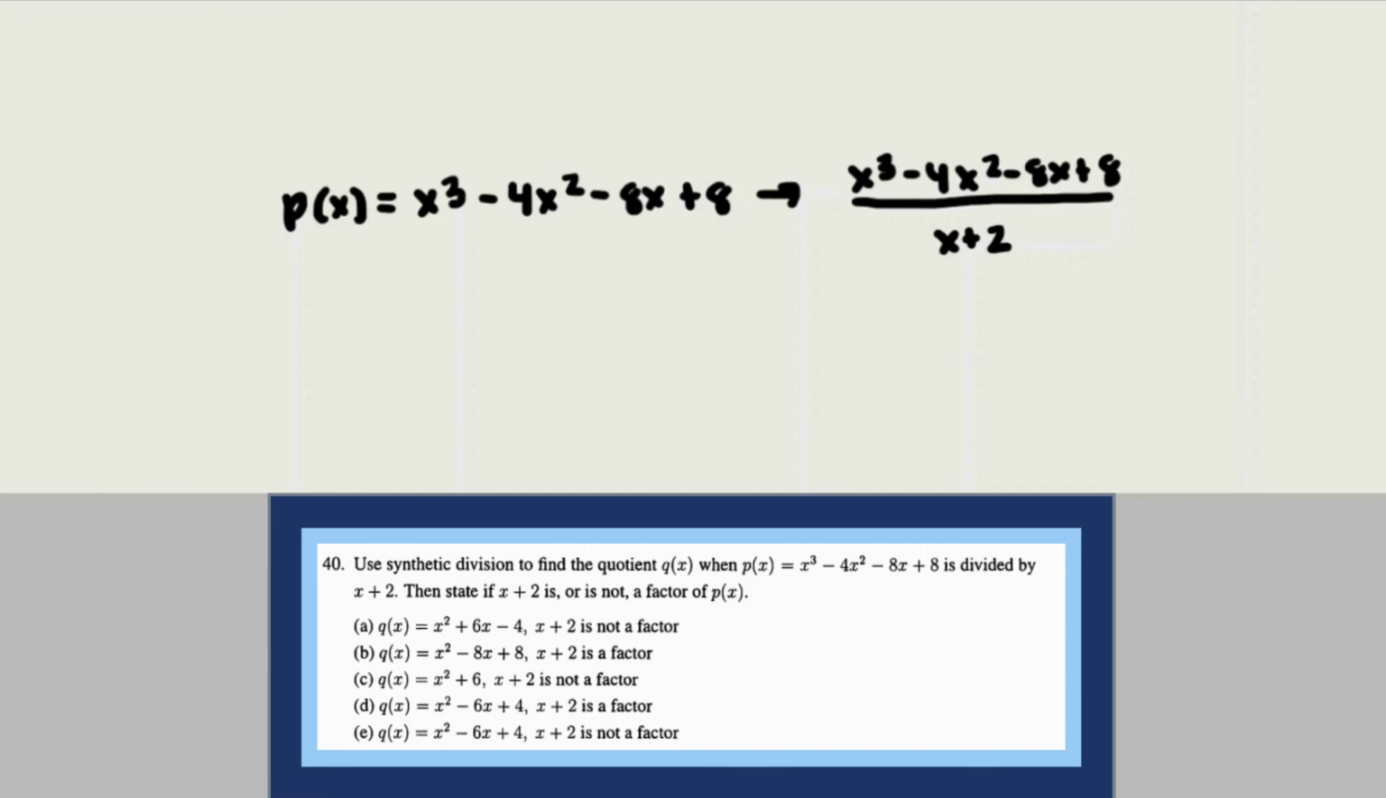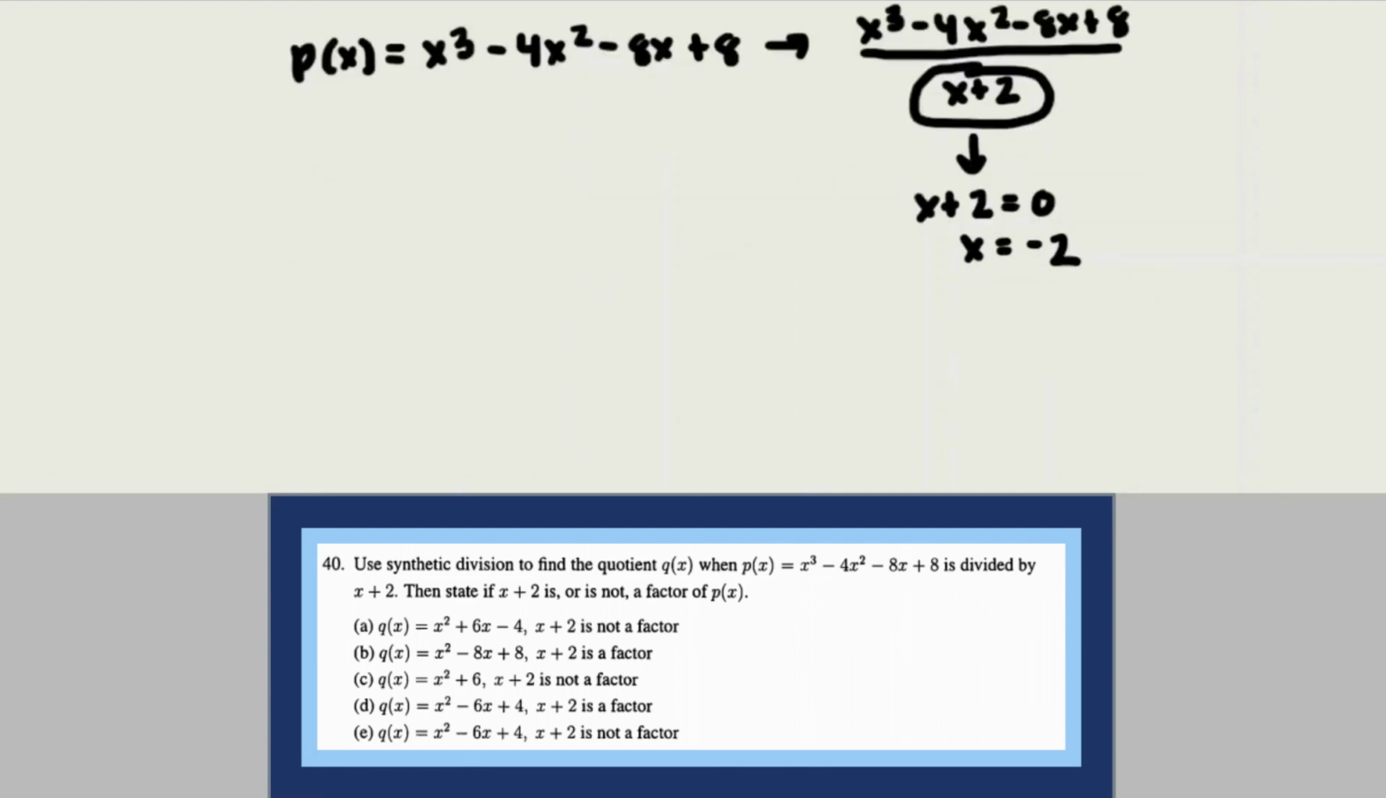So remember, when we're using synthetic division, we're going to take the divisor, which is right here, and set that equal to 0. And that's going to give us x equal to -2. Once we do that, we're just going to write our -2 right here. And then I'm going to make this little L shape.